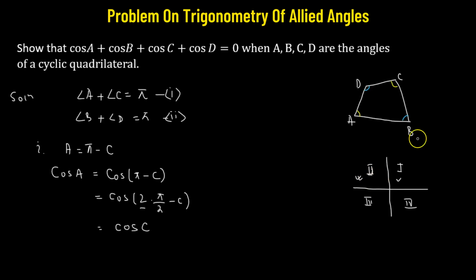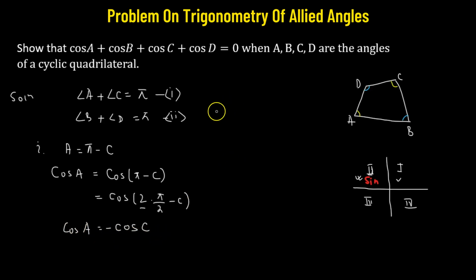Now in the second quadrant, our sine and cosecant functions are positive, everything else is negative. Since we started out with the cosine function, it's going to give us a negative value. So cosine of A is equal to negative cosine of C.